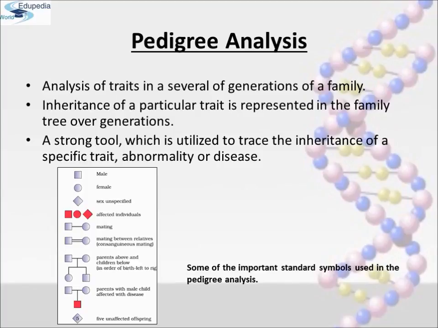Since it is evident that controlled crosses that can be performed in a pea plant or some other organisms are not possible in the case of human beings, the study of family history about inheritance of a particular trait provides an alternative. Such an analysis of traits in several generations of a family is called pedigree analysis.